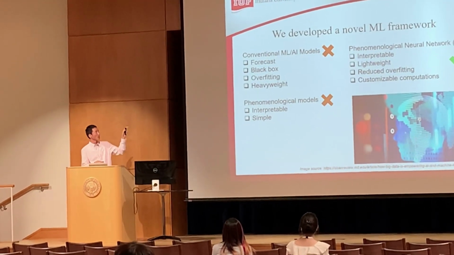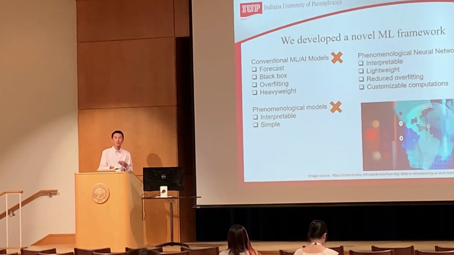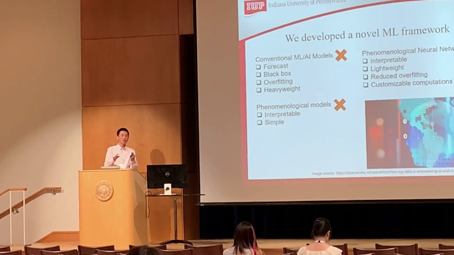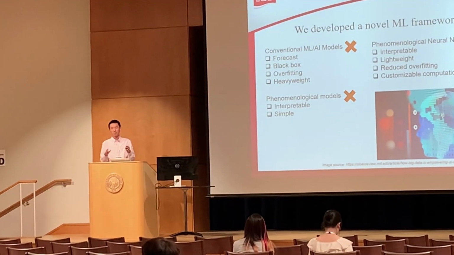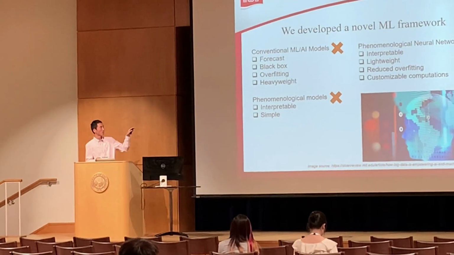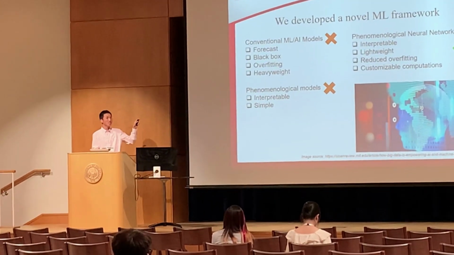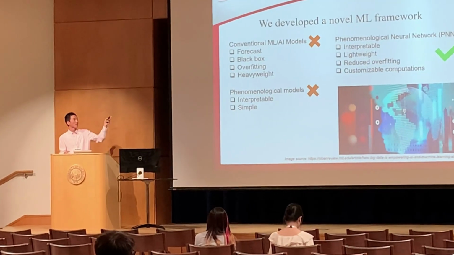So you may have heard of a conventional machine learning model. They're often heavyweight, they're clumsy, they don't generalize well due to overfitting, and they're uninterpretable because they're a black box. So all of these cons. And also there's a phenomenological model. And this kind of model is interpretable and simple. So we combine both of these models and we made our custom model.